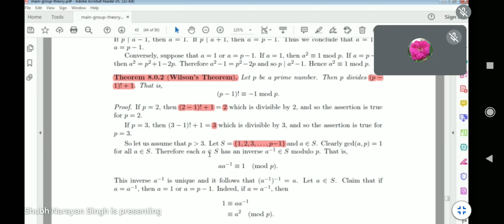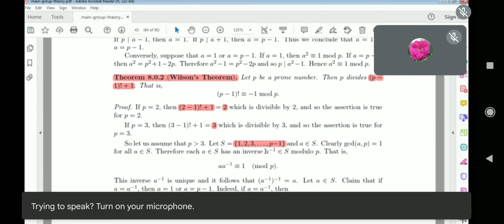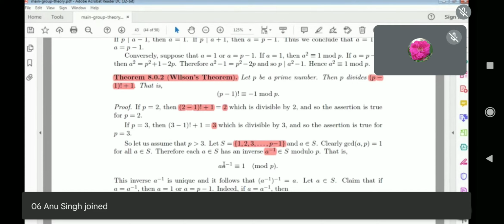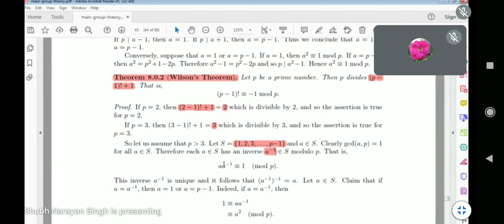each element inside S has its inverse, and we have already discussed the meaning of the inverse of any element a modulo p. This is nothing but the solution that satisfies the equation a x congruent to 1 modulo p. Here x is nothing but a inverse, and we have already discussed that the solution is unique, and we give it the notation a to the power minus 1, and we call it the inverse of a modulo p. Any doubt from your side?